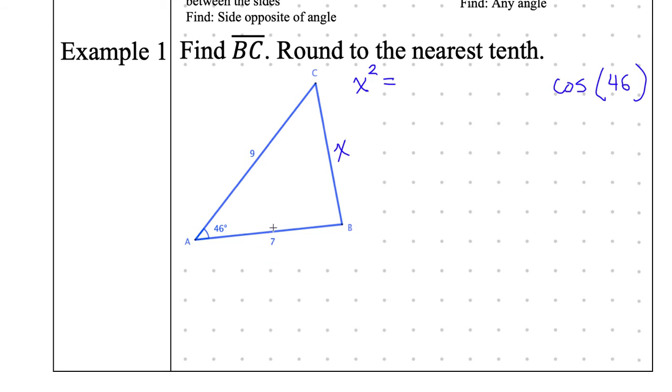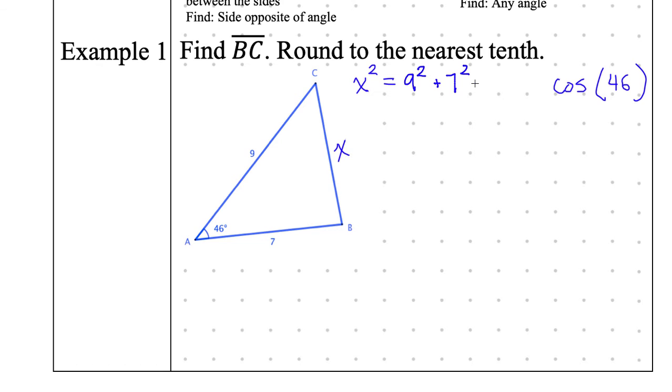Somehow squared, somehow multiplied by 2 and then subtracted. Who can fill in all of this middle portion for us? It's going to have lots of 9s and 7s. Yeah, Gunnar. 9 squared plus 7 squared.